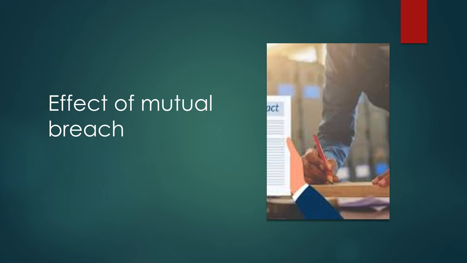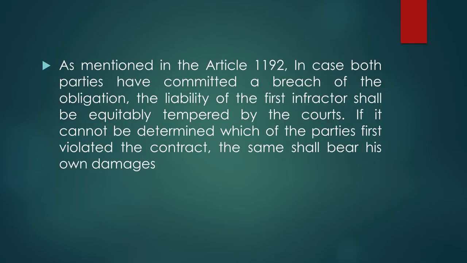So, what are the effects of mutual breach? In pari delicto kayo, no? As mentioned in Article 1192, in case both parties have committed a breach of the obligation, the liability of the first infractor shall be equitably tempered by the courts. If it cannot be determined which of the parties first violated the contract, each shall bear his own damages. So kung pareho naman kayong may mali, pareho din kayong mag-bear ng mga losses or damages nyo. Pareho kayong may mali eh.